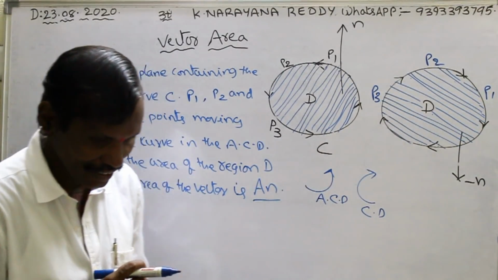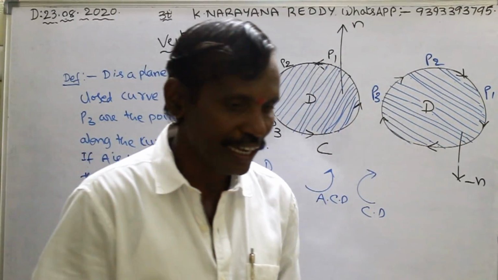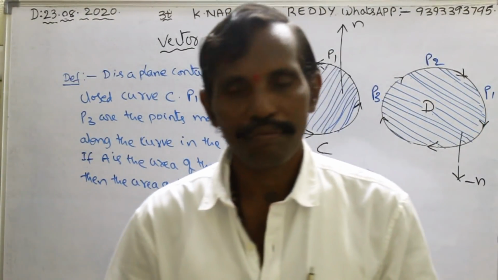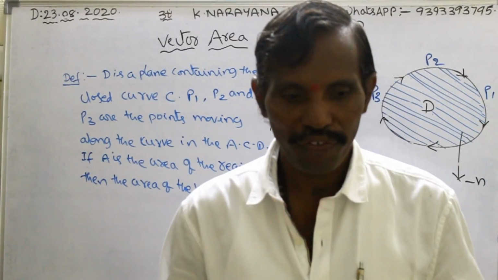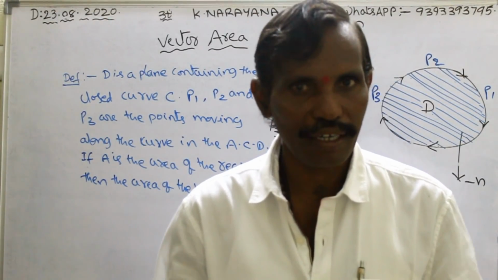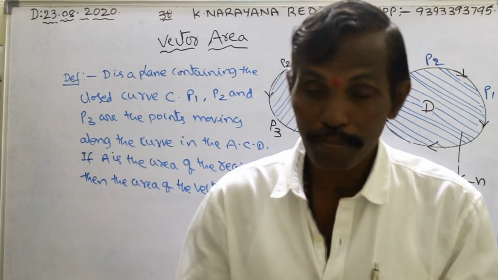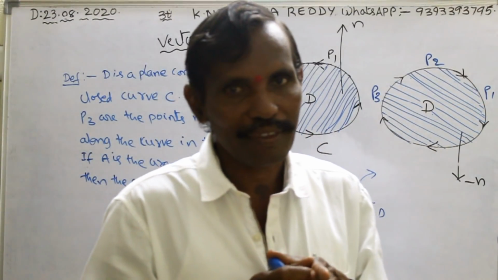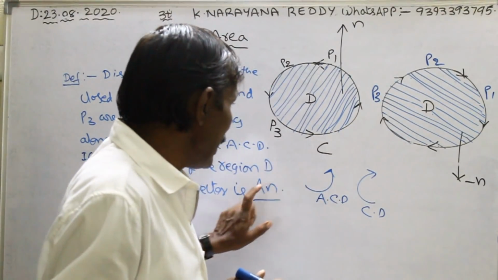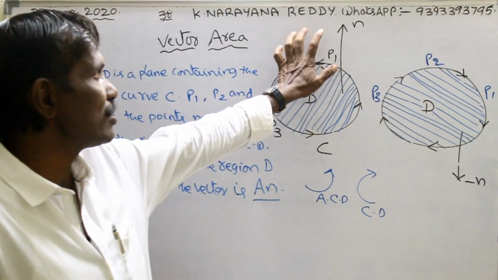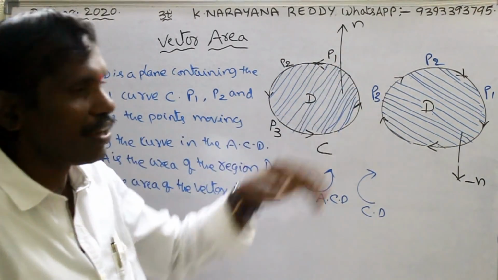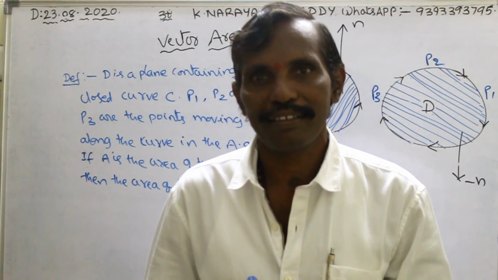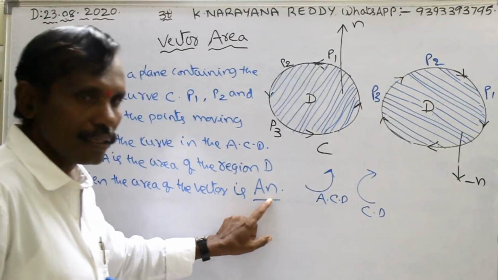Actually, the area of a triangle is nothing but half into base into height. Area of a circle is pi r square, area of a square is a square, area of a rectangle is length into breadth. But there is no n in those areas. But here n is there. Why? Because that is a unit vector. That is the difference between normal geometrical figure areas and vector area. Please observe this carefully. Okay?